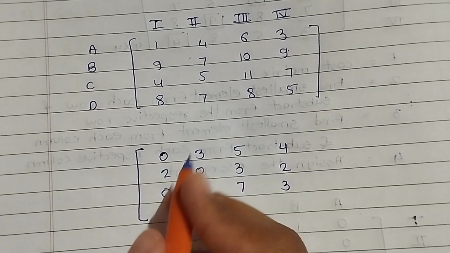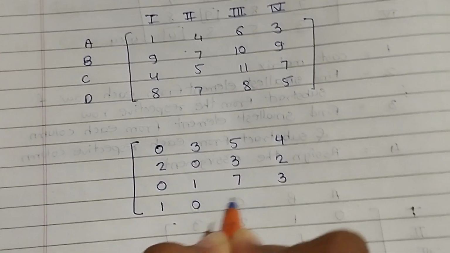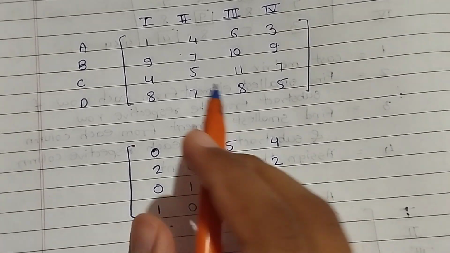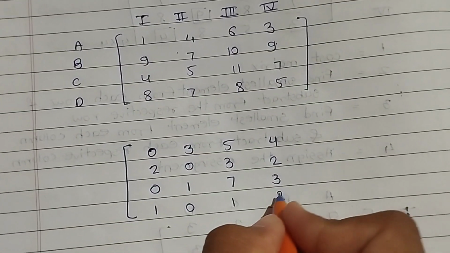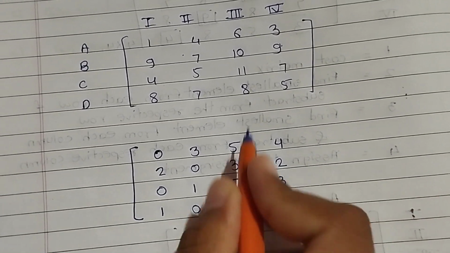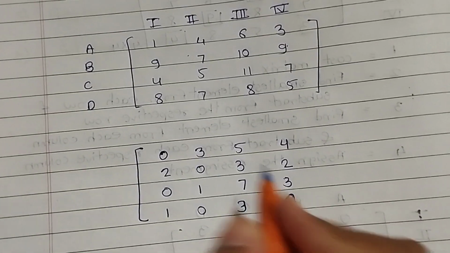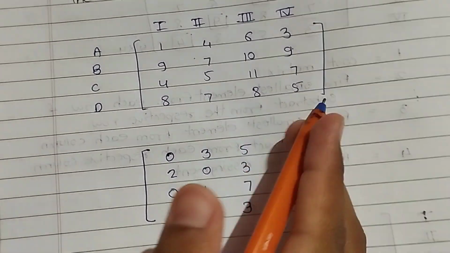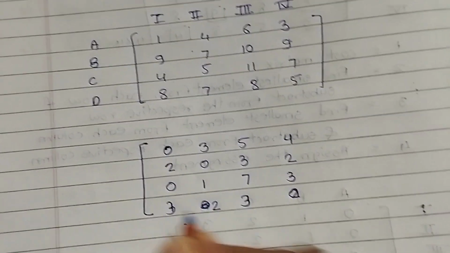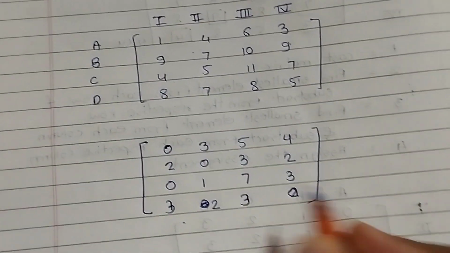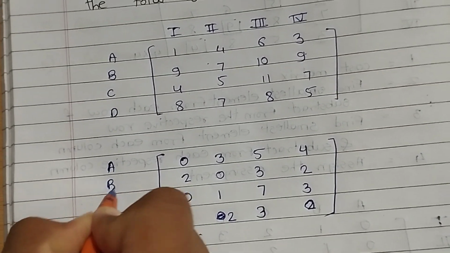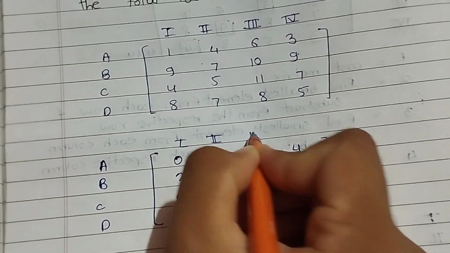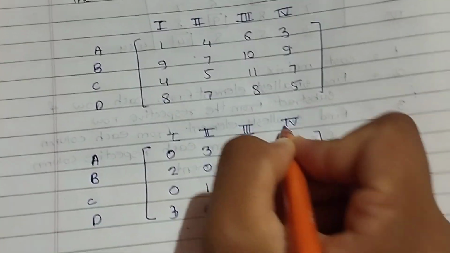Now from the last row, sorry, from the last row 5 is the smallest. So 5 minus 5 is 0, 8 minus 5 is 3, then 7 minus 5 is 2, not 0 here, 2. And 8 minus 5 is 3. So this is our reduced matrix. This is the A, B, C, D, first, second, third and fourth.